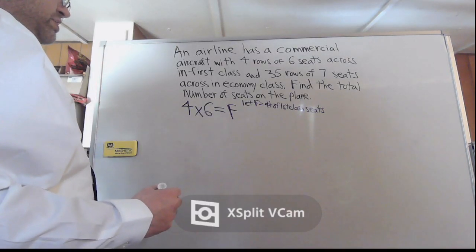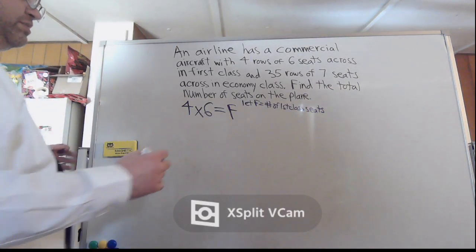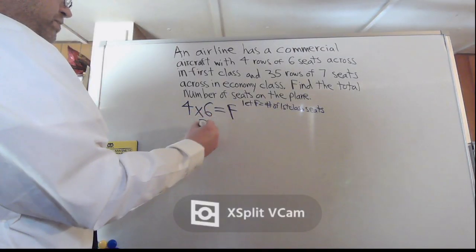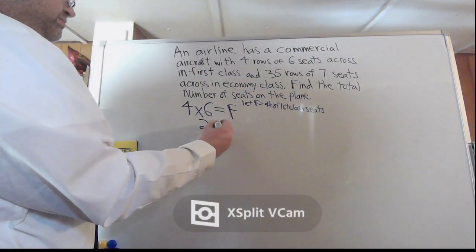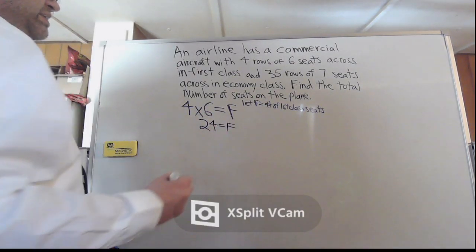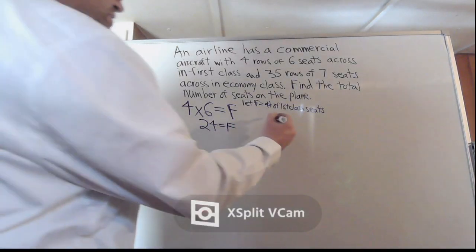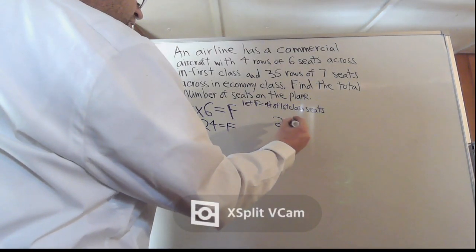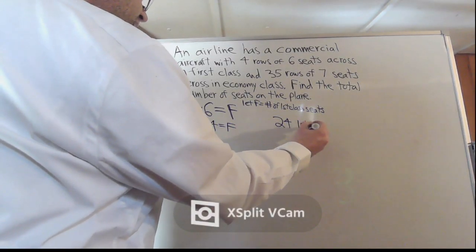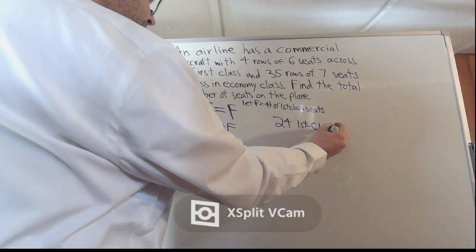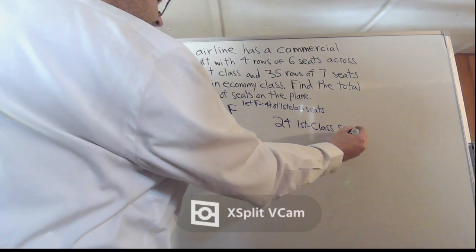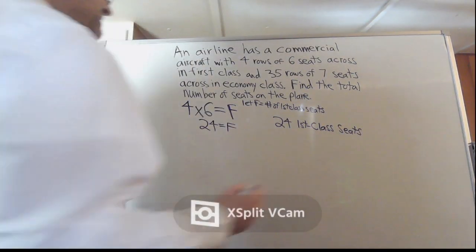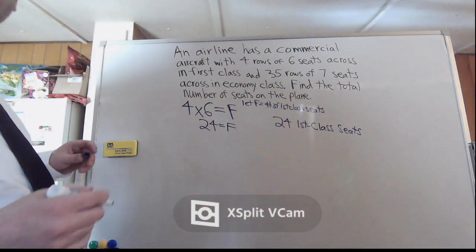So 4 times 6, well, that's easy. That's going to be 24 equals F. So there are 24 first class seats. We can soundly say that.